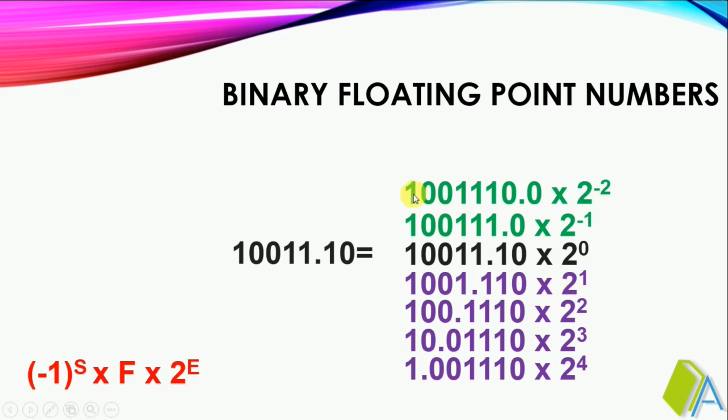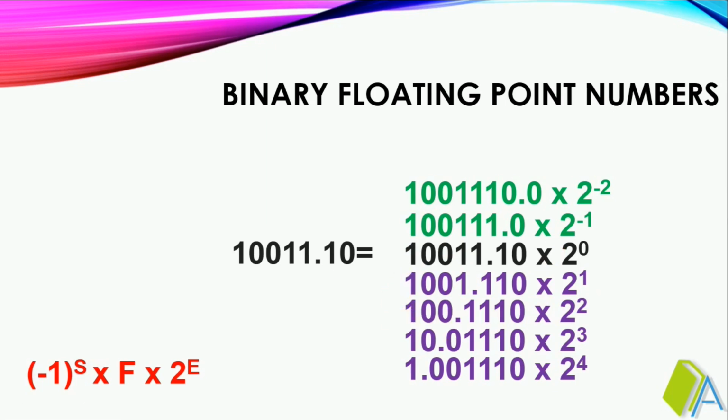So for a particular number, I have this many representations. Here 2, 4, 6, 7. 7 different types of representation for a single number. This representation differs from user to user. Some person may choose this representation, some person may choose that representation. So it varies depending on the person.